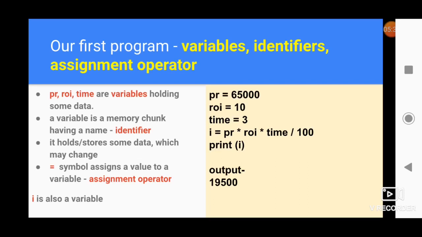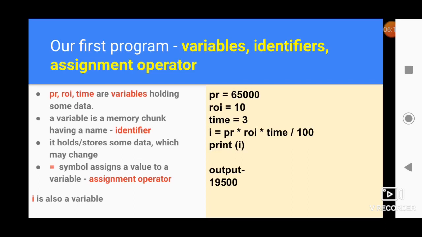Okay, in the fourth line of the program we can see another variable created, which is I. This variable is created to store the interest which will be calculated in this variable. Now you should also notice the use of the equal to symbol in this program. Every variable is getting its value from the equal to symbol. Okay, as you can see, PR equal to 65,000. This is the first line of your program.